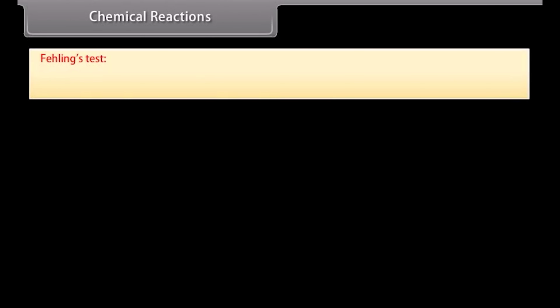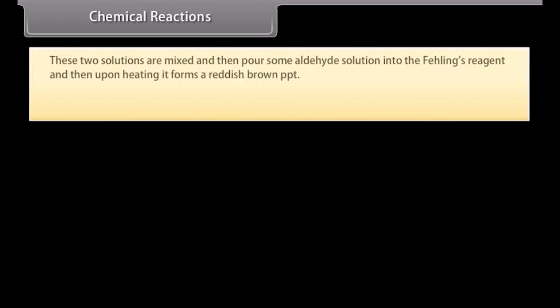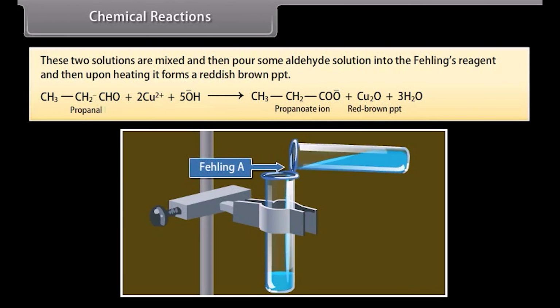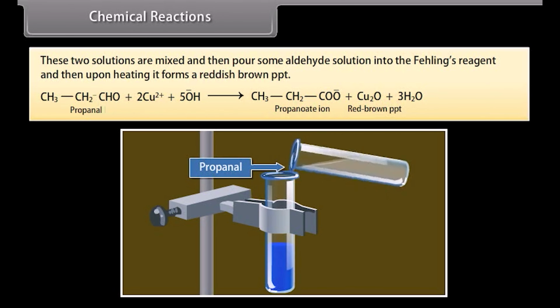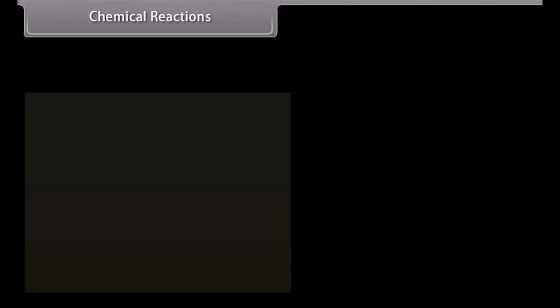Fehling's test. Fehling solution is a mixture of aqueous copper sulfate, Fehling A, and alkaline solution of Rochelle's salt, that is sodium potassium tartrate, Fehling B. These two solutions are mixed and then some aldehyde solution is poured into the Fehling's reagent, and upon heating it forms a reddish brown precipitate.